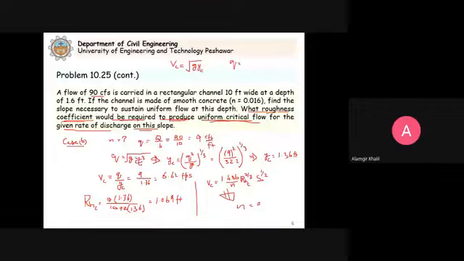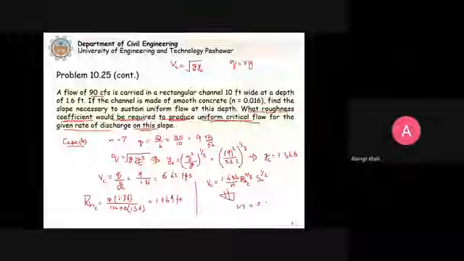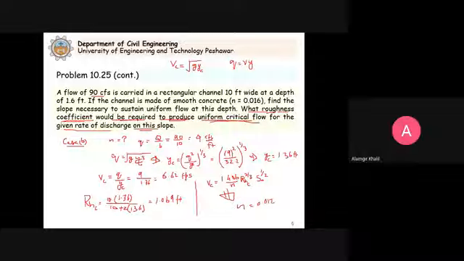Q is equal to velocity into the depth, should be the width, but the width comes here. So now n is equal to 0.01251. This is now the Manning's n, or you can say the roughness coefficient that would be required to produce uniform critical flow for the given rate of discharge on this slope.